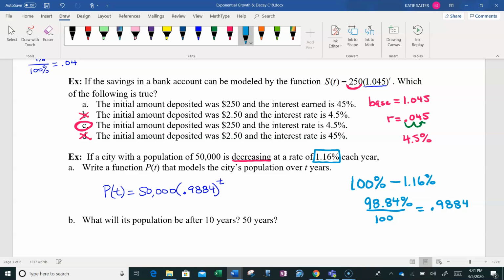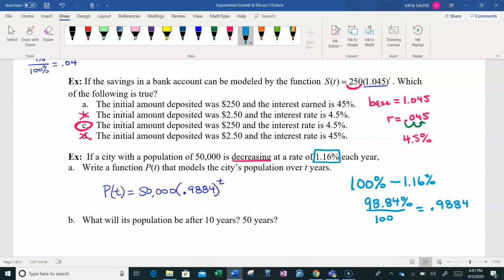Then divide that by 100, because we got to change it to a decimal, which will give you that 0.9884. So some people like to change it to a decimal first, and then you either add it to 1 if it's growing or subtract it from 1 if it's decaying. Or you can always do it from percent. You can say 100% plus the percent, then change to a decimal, or 100% minus the percent, and then change to a decimal.